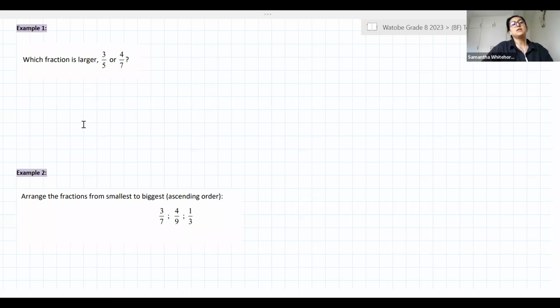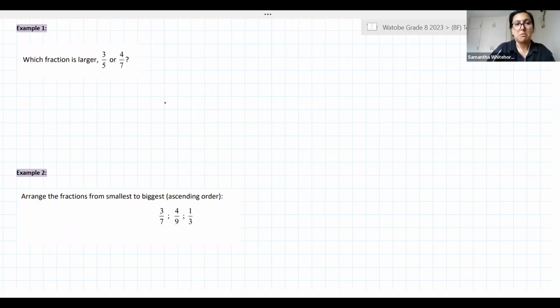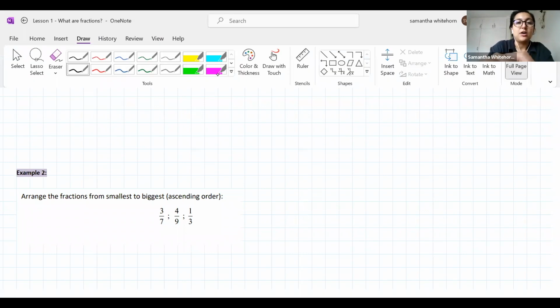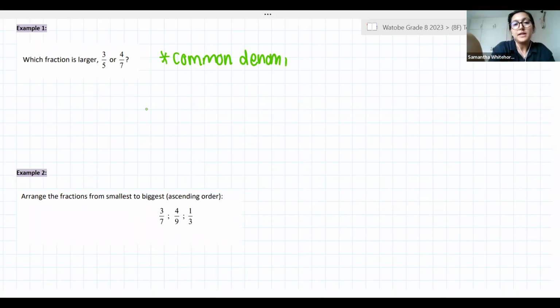Now, part of understanding fractions is actually understanding what the fraction is telling me. So in this example over here, I've asked which fraction is larger. Essentially I'm asking you which represents the larger portion. And this is where the idea of having a common denominator becomes quite important, because if we can make both of these denominators the same, we are saying that we have split each of the shapes, rectangle, circle, whatever, into the same number of parts. And so now we can compare.